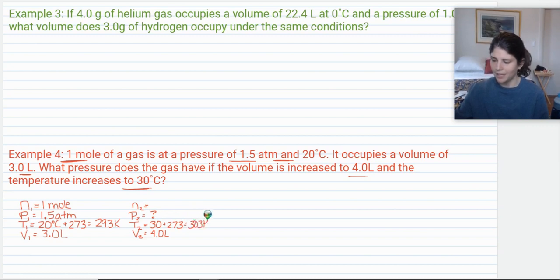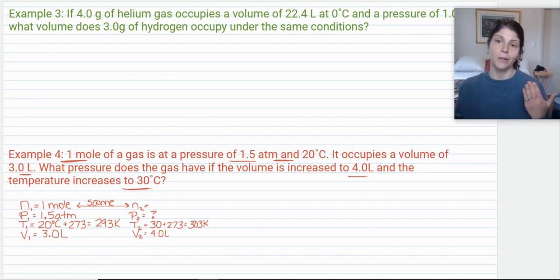It doesn't tell me anything about the moles. And so what that means is that the moles aren't changing. The number of moles are going to be the same, and so I'm just going to cross them off. If it doesn't give you an update on the amount or any of the variables, like it's at 20 degrees and then it doesn't say that the temperature changes, that's implied that they're the same. And so we're just going to cross them right out from my equation.